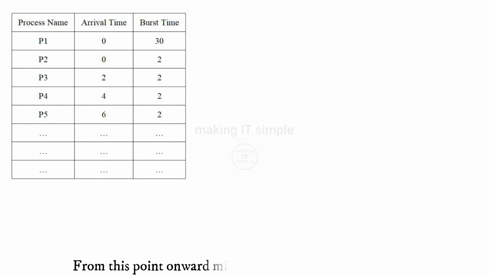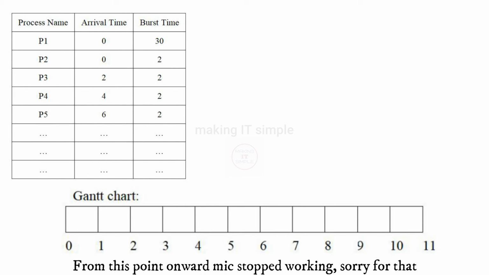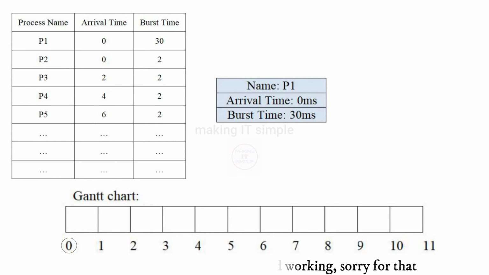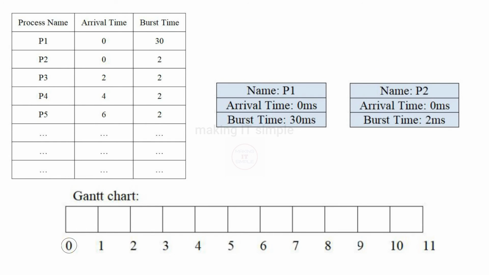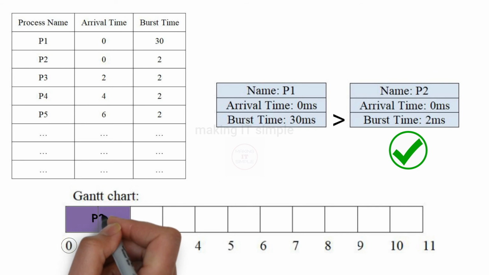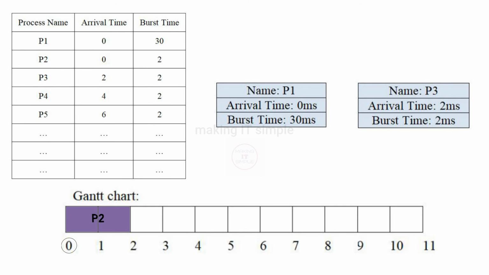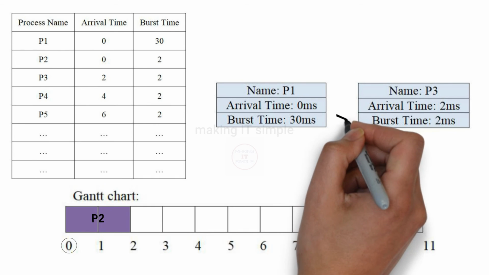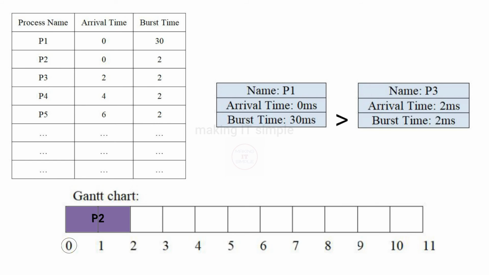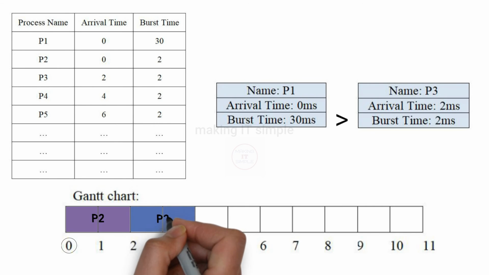Let us consider this table and following is our Gantt chart. Starting at 0 ms, which processes have arrived? P1 and P2. But as we can see, P2 has the shortest burst time of 2 ms. So P2 will start execution from 0 ms to 2 ms. Now at 2 ms, we have P1 and P3 has also arrived. Between P1 and P3, P3 has the shortest burst time of 2 ms. So P3 will get executed from 2 ms to 4 ms.